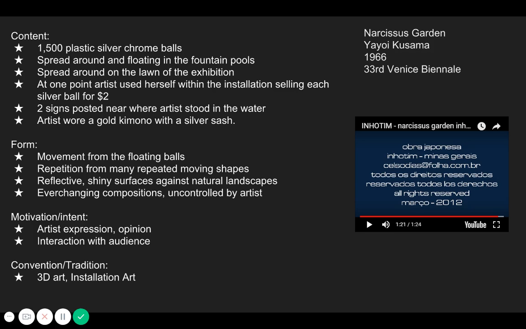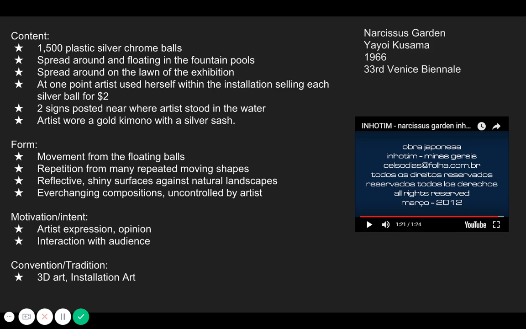So talking about content, what we have are 1,500 plastic, yes, they are plastic, silver chrome balls. What we are talking about here is the original installation or happening. This was redone multiple times in multiple areas. And as the years went by, it completely changed from the original intent. And then through the years, they changed from plastic to actual chrome metal. But we are only analyzing the original happening materials here.